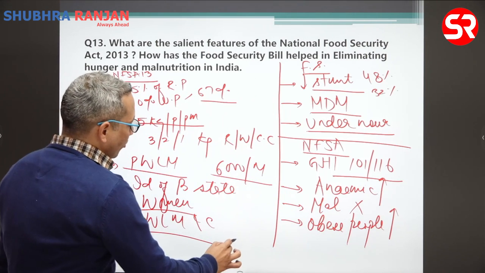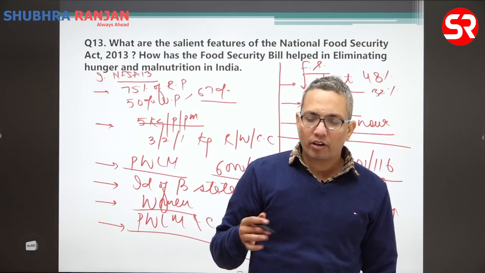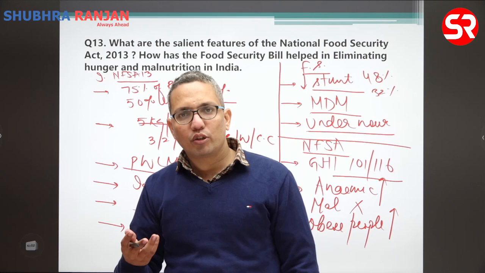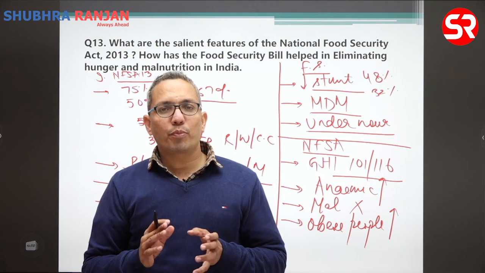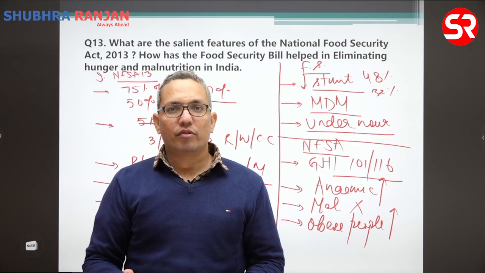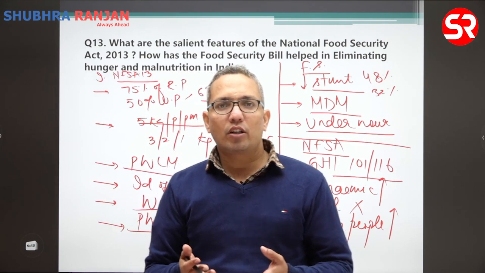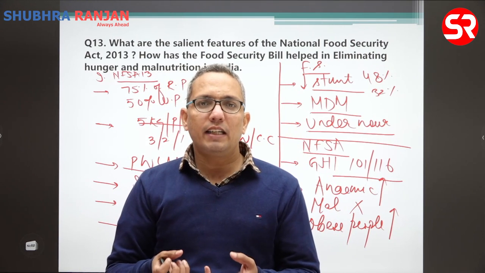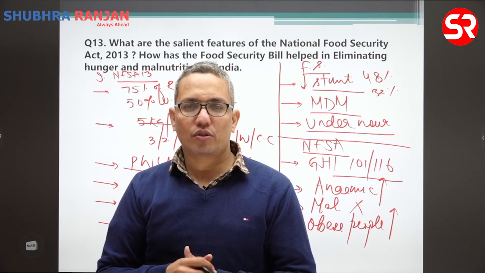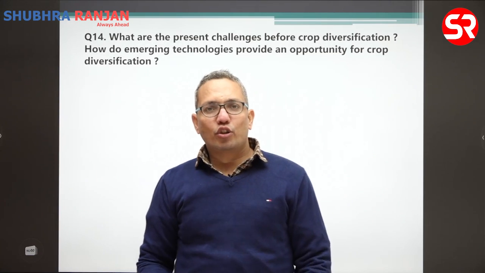And then in conclusion, we'll write that because of the National Food Security Act, as we are going towards food security, now we should achieve nutritional security and provide more millets, coarse cereals and pulses through the National Food Security Act, so that overall the incidence of hunger and malnutrition are reduced. All right, that completes the discussion of this question. Let's now move to the discussion of the 14th question.